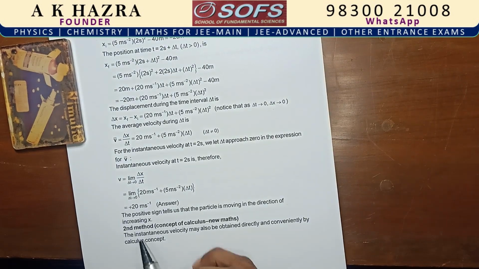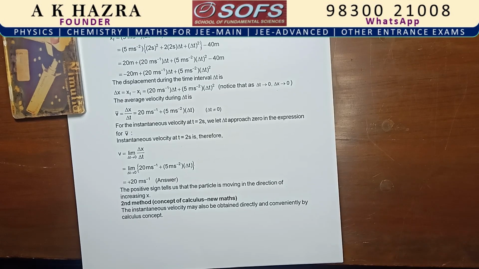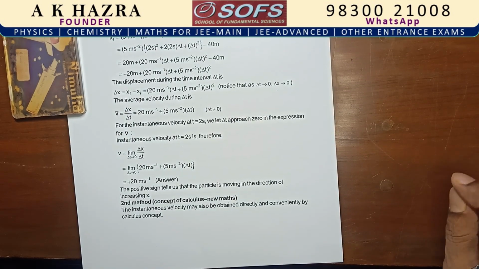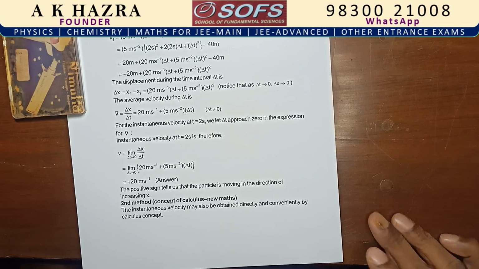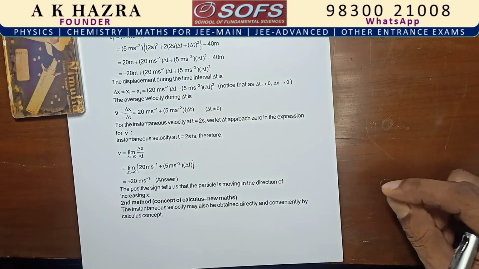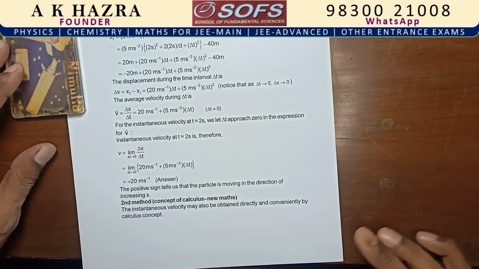So ultimately we will have plus 20 meter per second, and the plus sign indicates what? The positive direction. That is the increasing x, because when you move along the increasing x, delta x is positive and delta t is also permanently positive. So delta x by delta t actually gives us the direction. It gives the positive direction, meaning the particle is moving along the increasing x.